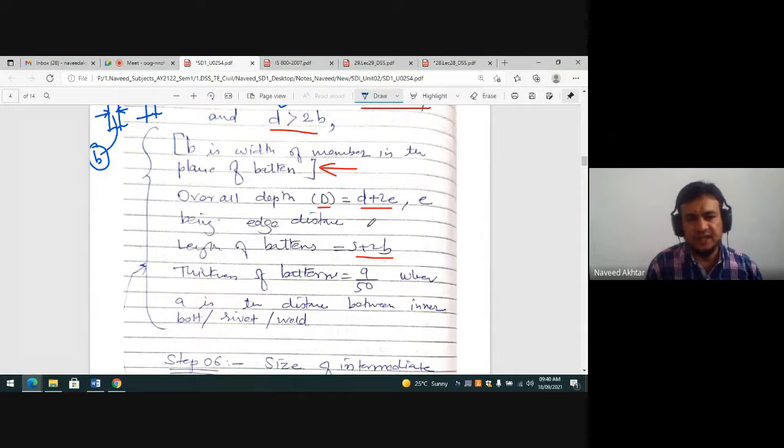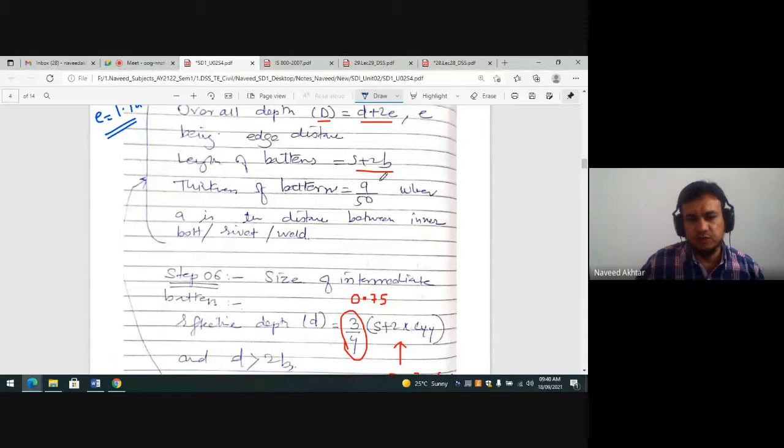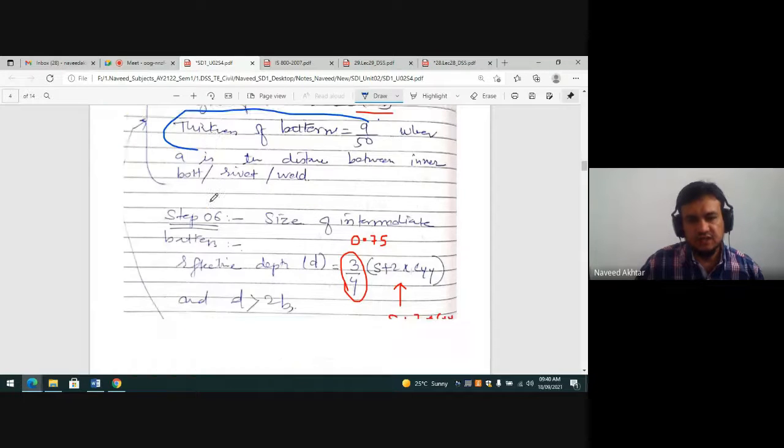E is the edge distance, and it is 1.7 times of d0 in case of hand flame cut. Okay, all this we have learned earlier. Length of batten is equal to S plus 2b. The thickness of batten is a upon 50, and you have to check for that. This is already the clause you have seen.